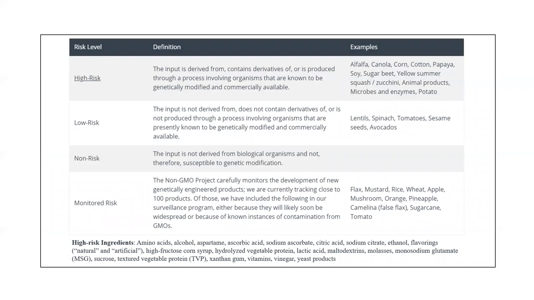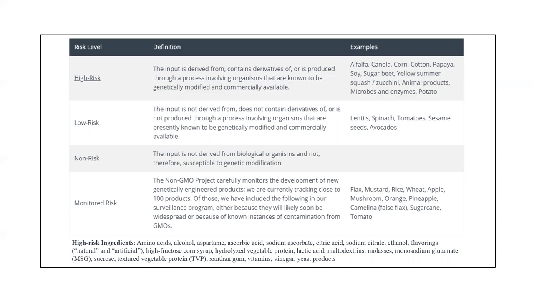Then the product is considered low risk if the input is not derived from, does not contain derivatives of, and is not produced through a process involving organisms that are presently known to be genetically modified and commercially available. Examples are lentils, spinach, tomatoes, sesame seeds, and avocado. It's non-risk if the input is not derived from biological organisms and therefore not susceptible to genetic modification. Monitored risk is when the Non-GMO Project carefully monitors the development of new genetically engineered products. They're currently tracking close to 100 products, and of those, they've included the following in their surveillance program.